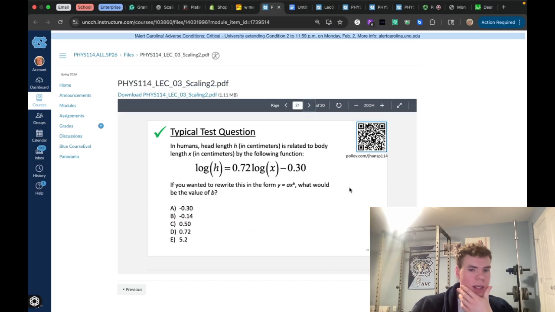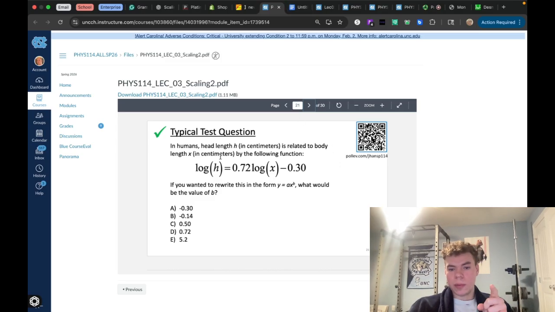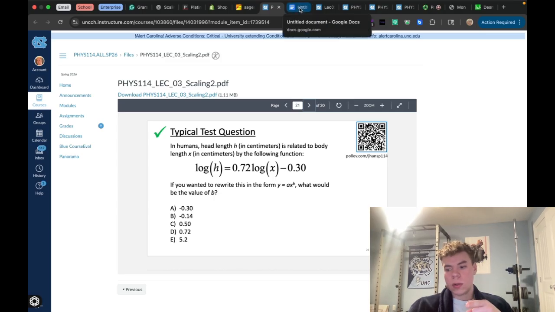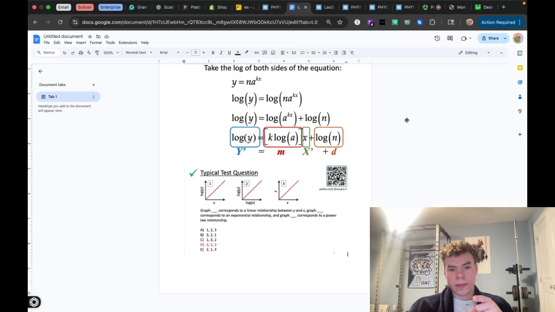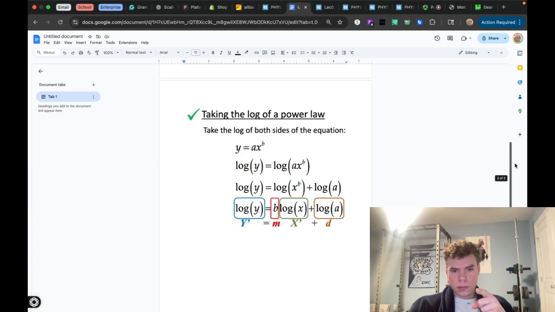In humans, head length is related to body length by the following function. If you want to write this in the form of y equals ax plus b, what will be the value of b? All right, so look, we have a way to equate this. So this gives us a log formula, and it's asking us to equate it back to the power law. So we have the ability to do that. So this is the power law, right?